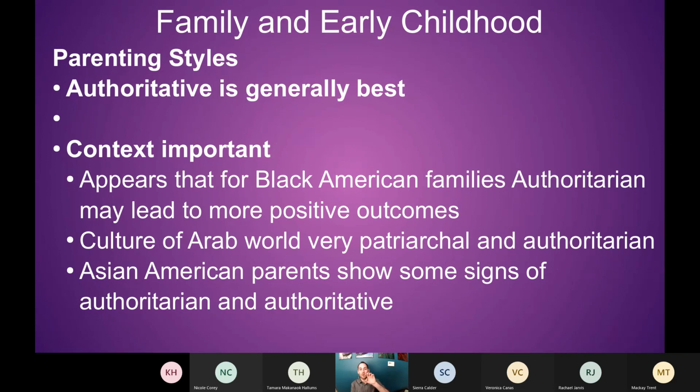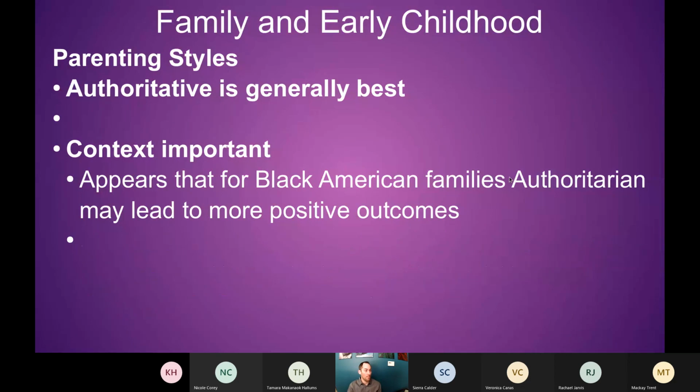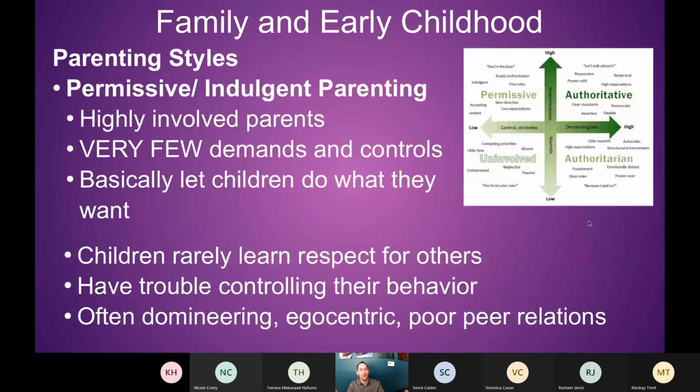Black American families don't have as big of a risk factor for authoritarian parenting, and we see thriving children in the Arab world from authoritarian parenting as well. So these boxes that we started with are maybe not the best way, but it's a good place to start as we talk about parenting styles and what they're correlated to.